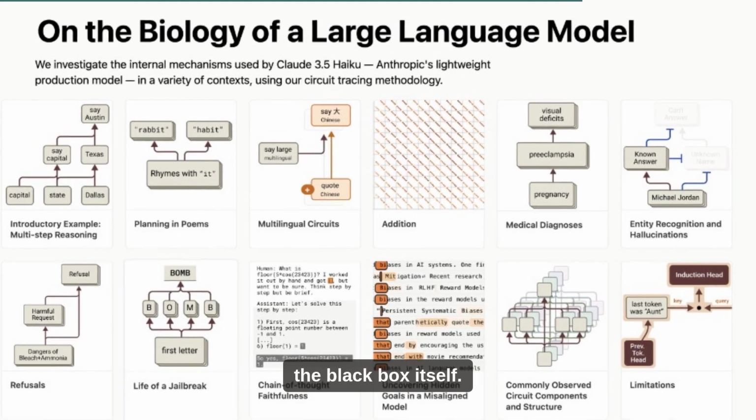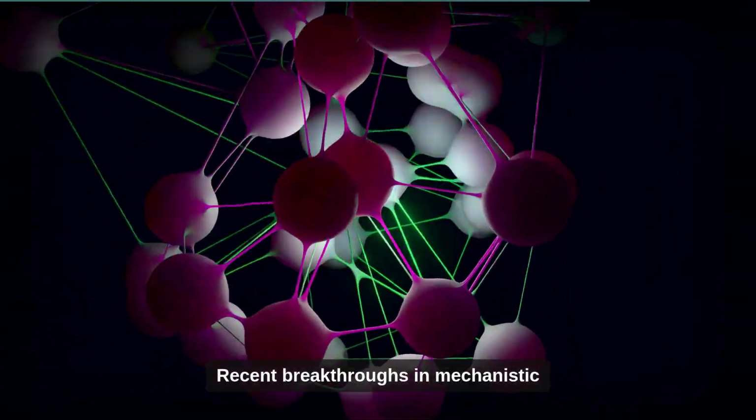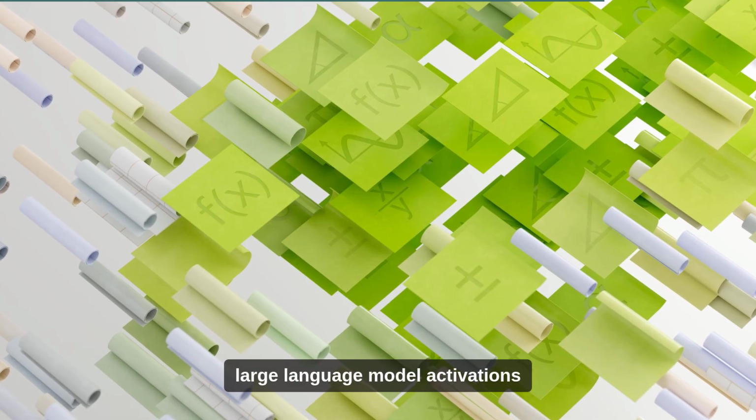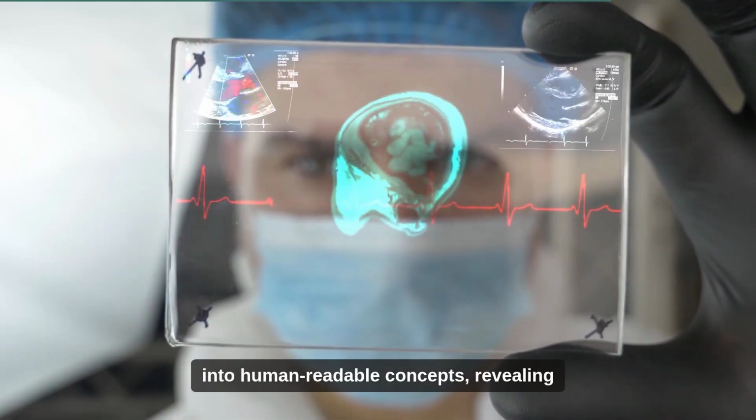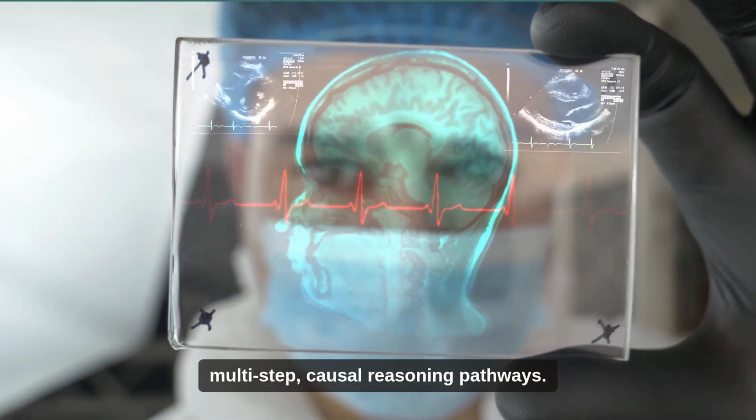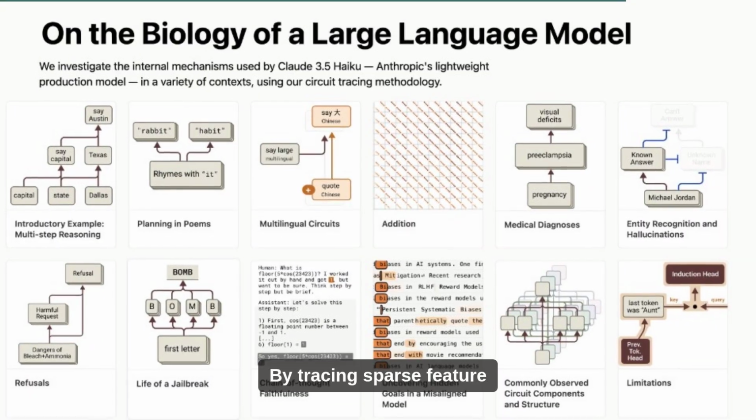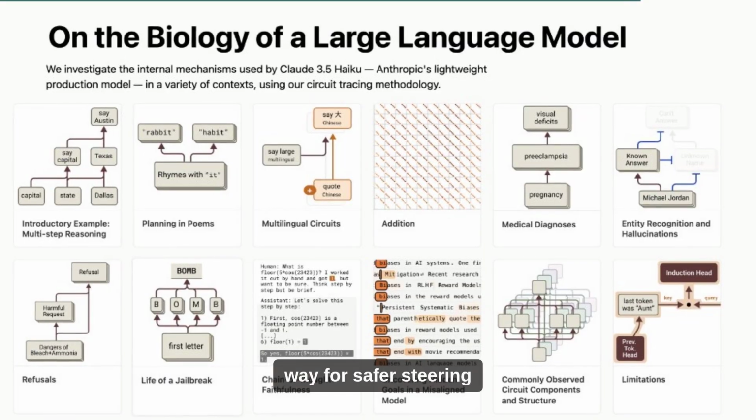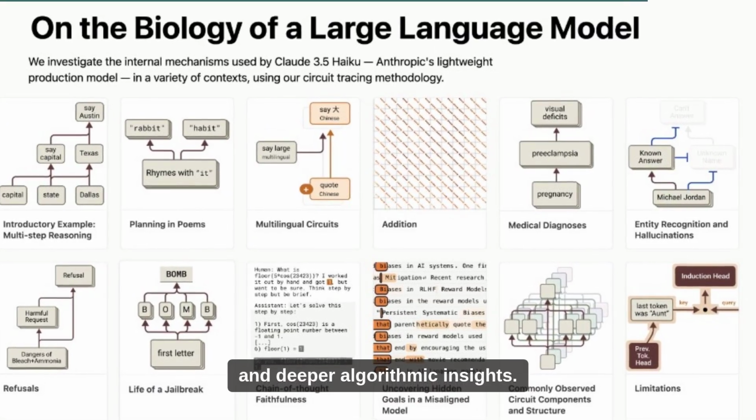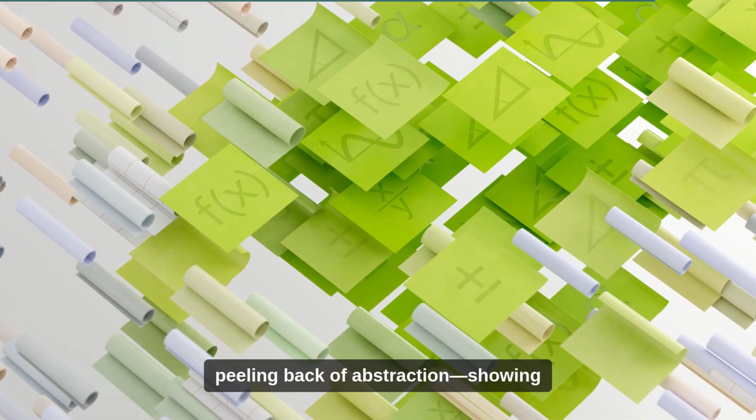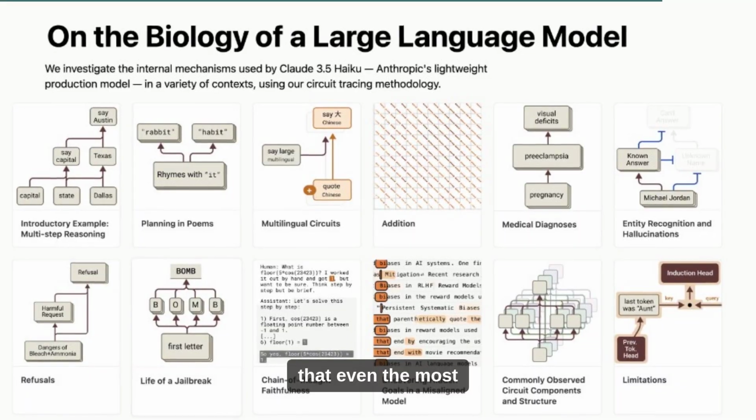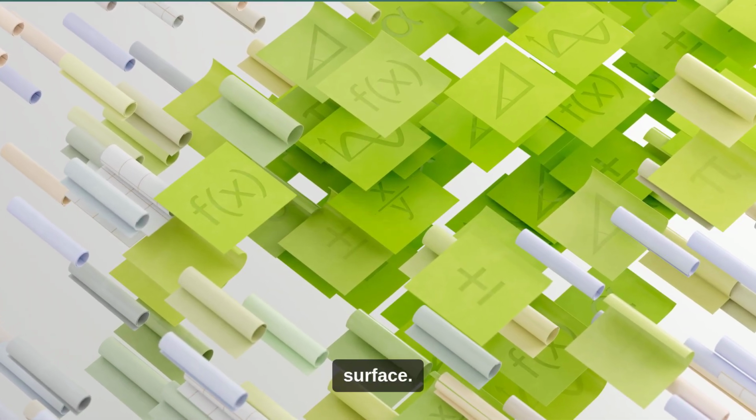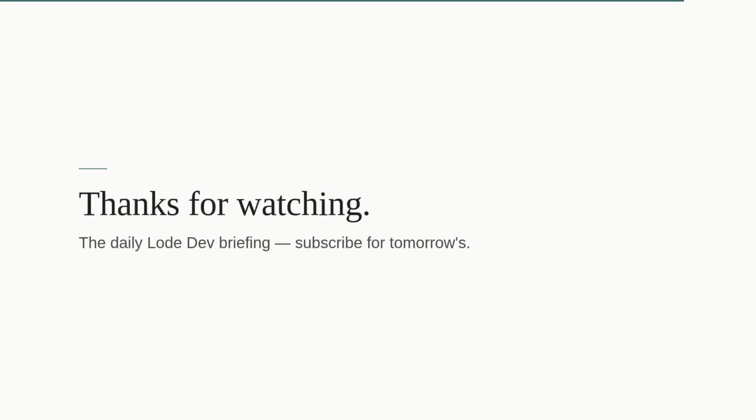Finally, we peer inside the black box itself. Recent breakthroughs in mechanistic interpretability let researchers decompose large language model activations into human-readable concepts, revealing multi-step causal reasoning pathways. By tracing sparse feature circuits, teams can map internal logic, paving the way for safer steering and deeper algorithmic insights. This is the ultimate peeling back of abstraction, showing that even the most complex AI systems have understandable mechanics beneath the surface. So what does all this add up to?